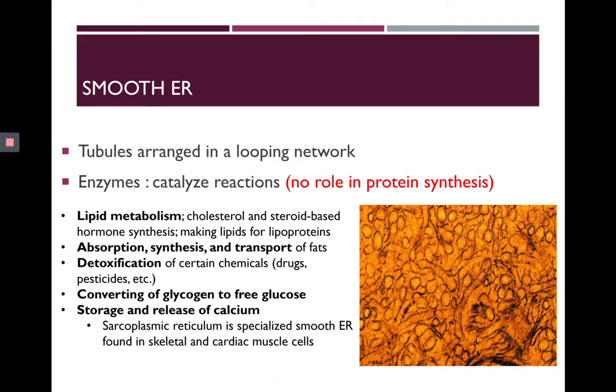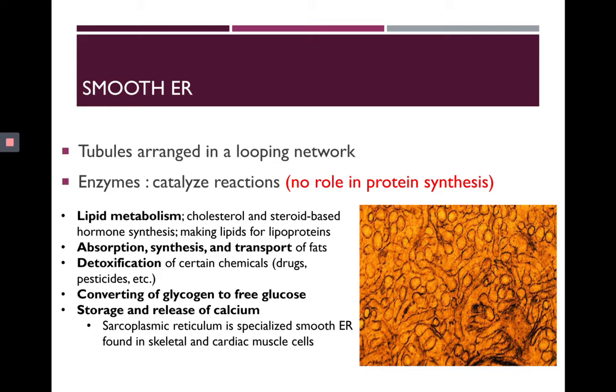Smooth ER, it's important to note, has no role in protein synthesis. It is not embedded or studded with ribosomes, and it's much more tubular than flattened. What it functions in is varied. The most important ones, the ones that are generally mentioned, are things like lipid metabolism or detoxification. Detoxification is a big one, so liver cells or hepatocytes, for example, would have a lot of smooth ER because the liver cells are able to detoxify. Lipid metabolism is talking about cholesterol and steroid-based hormones, and their synthesis is carried out by the smooth ER in cells that need to produce such structures or molecules.